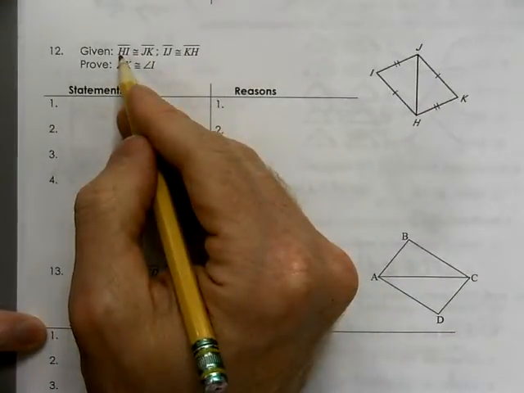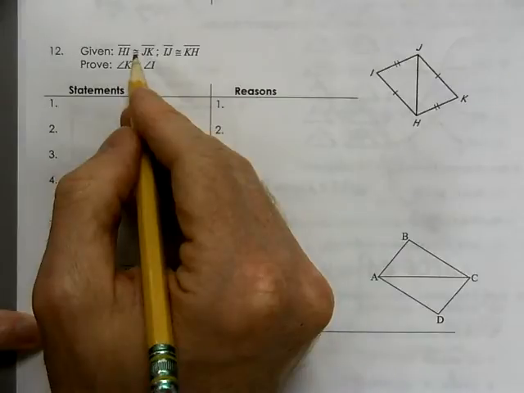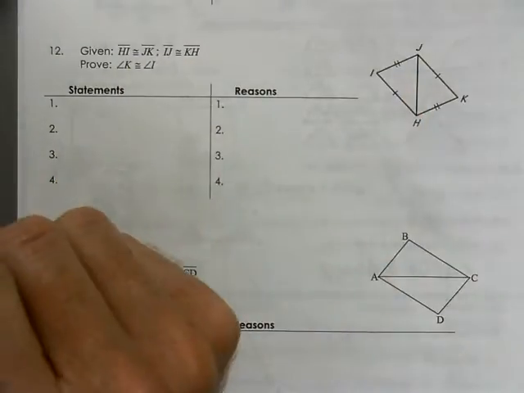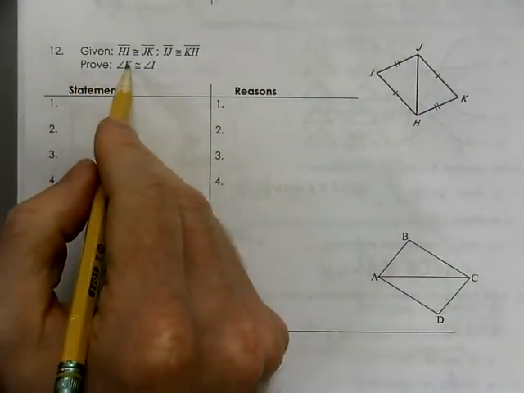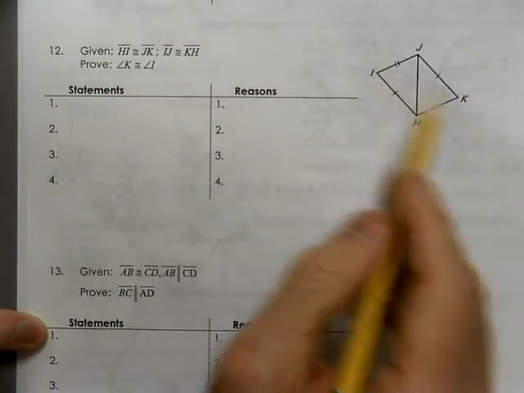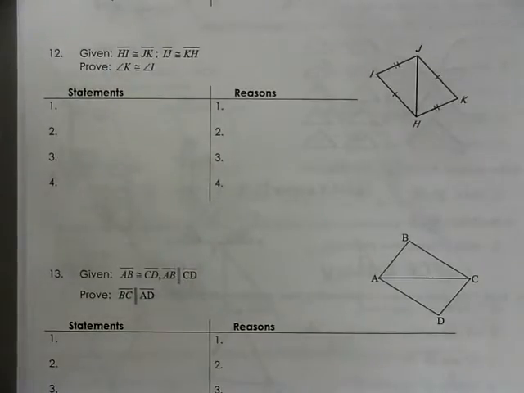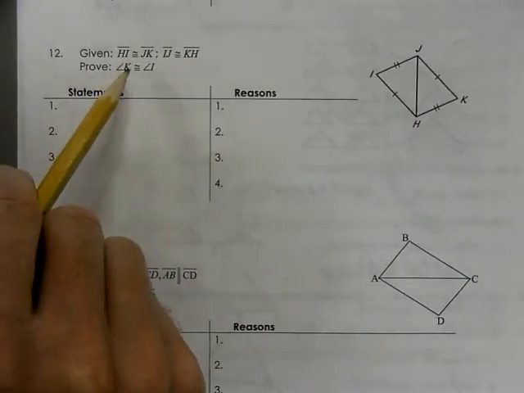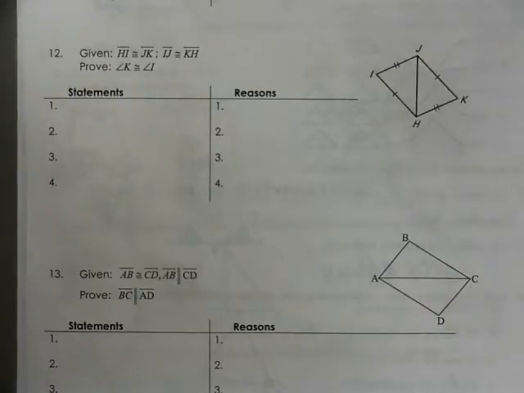HI is labeled as congruent, JK is labeled as congruent, IJ, that's perfect. We're supposed to come all the way down here and talk about angle K and angle I. Why would those have to be congruent? Well, those can only be congruent if the triangles are congruent. And for the triangles to be congruent, I need to figure out one of the 5 ways. Side, side, side, side, angle, side, angle, side, angle, and RHL. Those are your 5 ways.